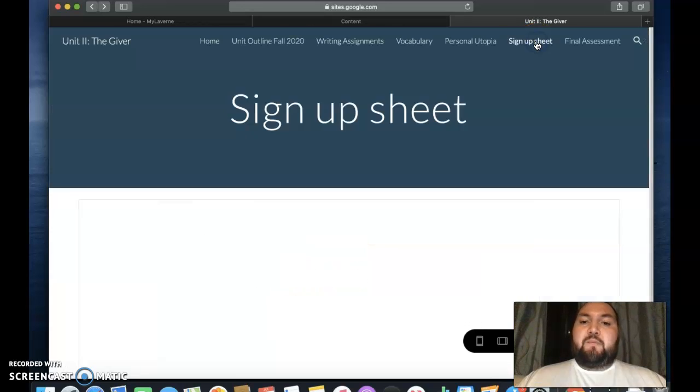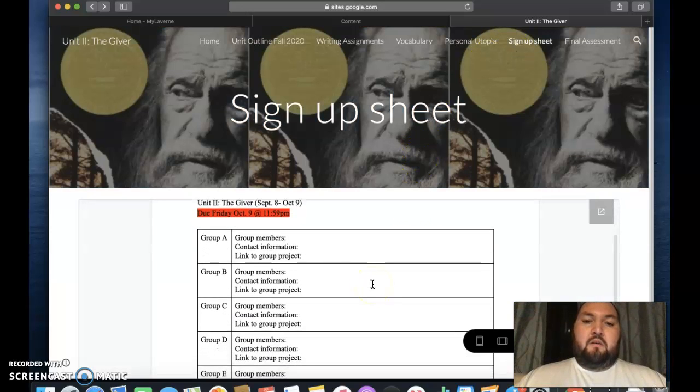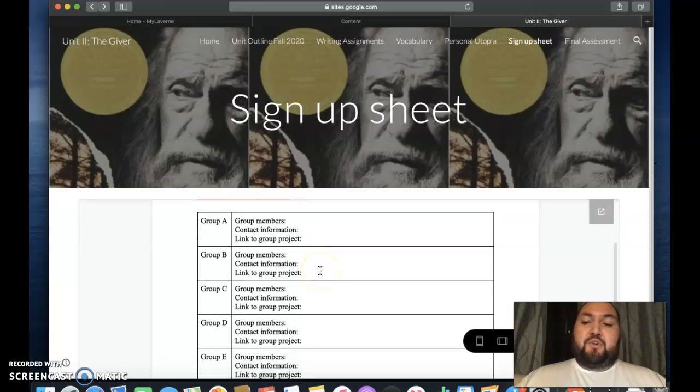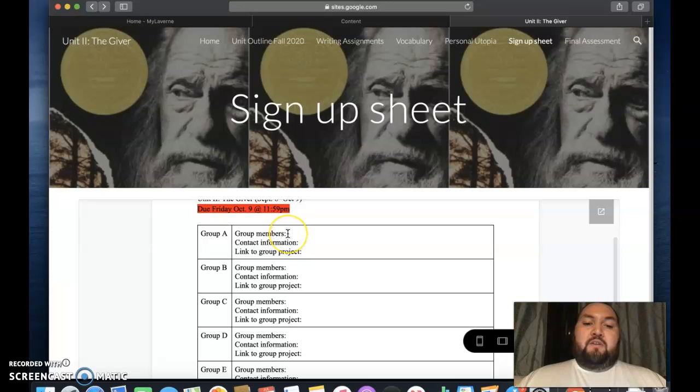Here, in this tab up here, you will be given an opportunity to choose your group members. No more than 3 per group. Write their name, their contact information, and a link to your project so I can keep up with you.